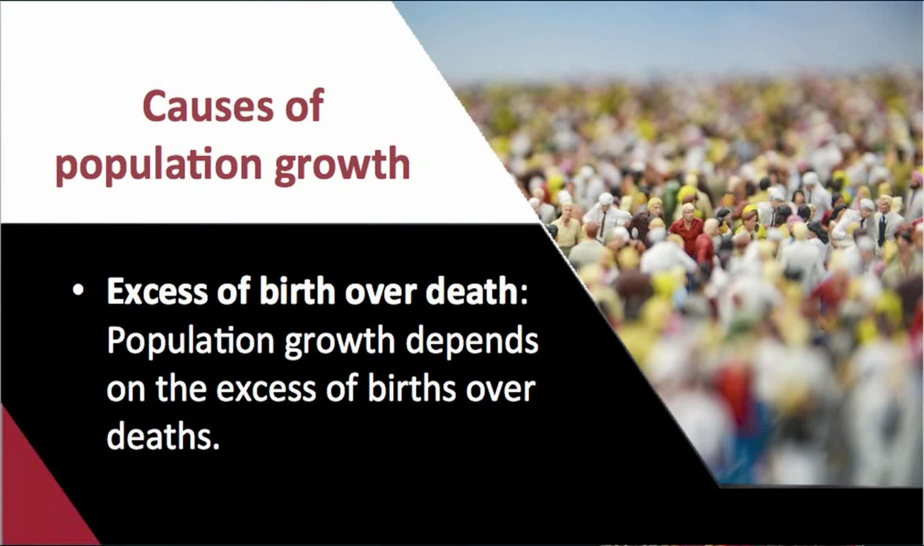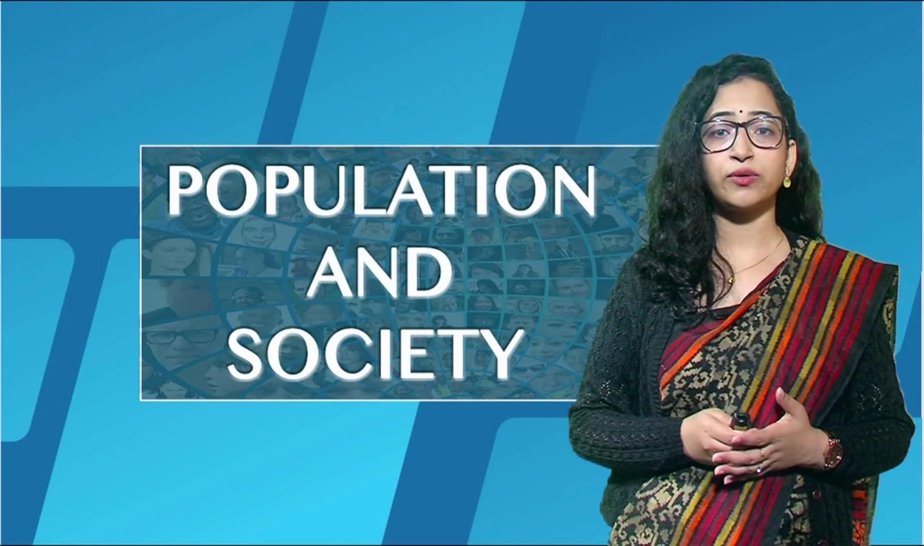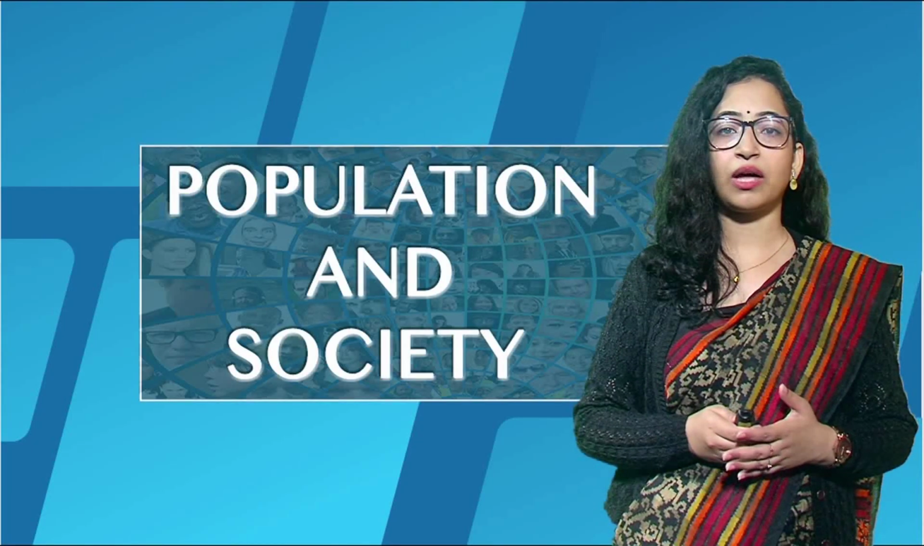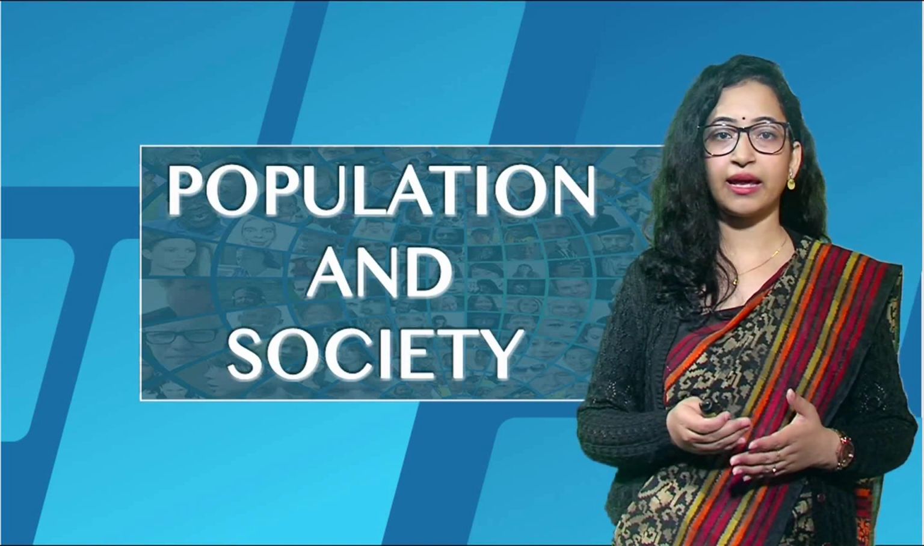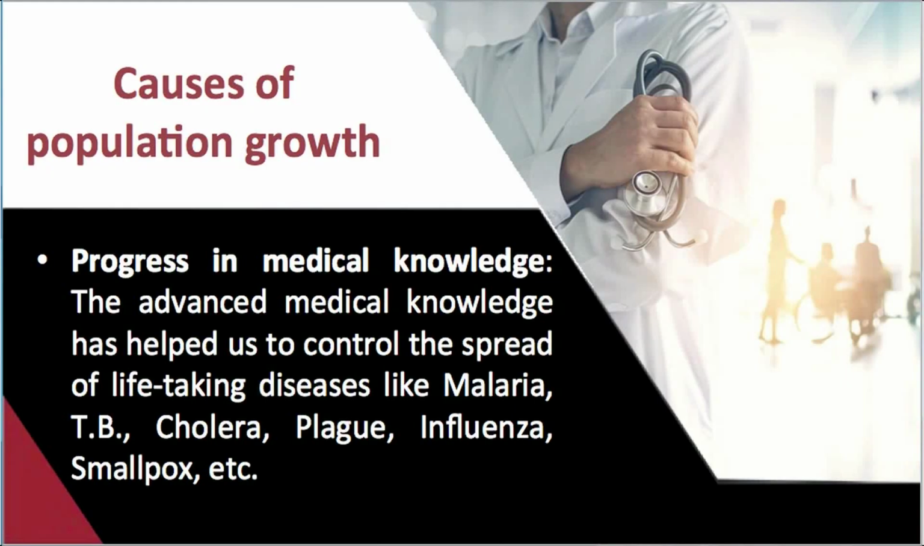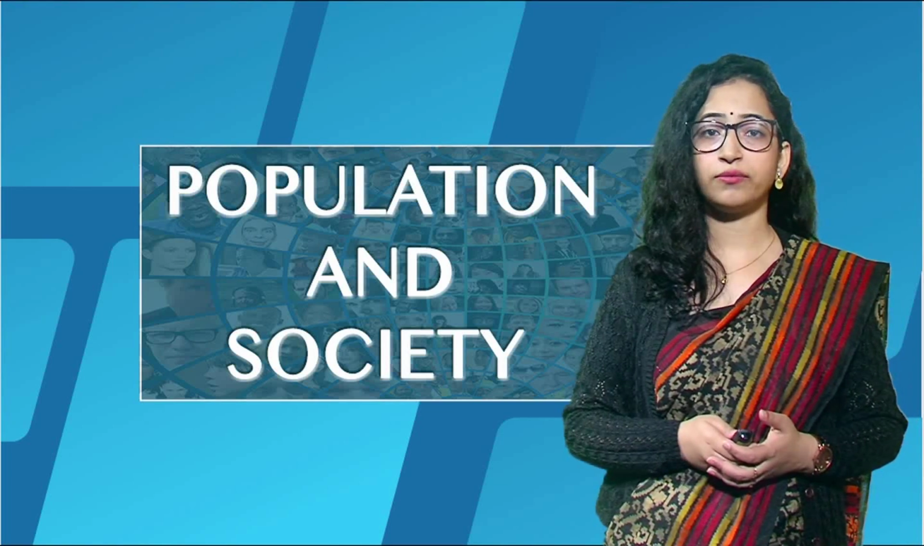Then we come to excess birth over death. Population growth depends on the excess of birth over deaths. Death rate has been gradually declining in India, but as we can see, the birth rate is still there and it's growing. Then progress in medical knowledge. So the advanced medical knowledge and its application has helped us to control the spread of life-taking diseases like malaria, TB, cholera, plague, influenza, smallpox and such other diseases, and protected the people from the jaws of death.